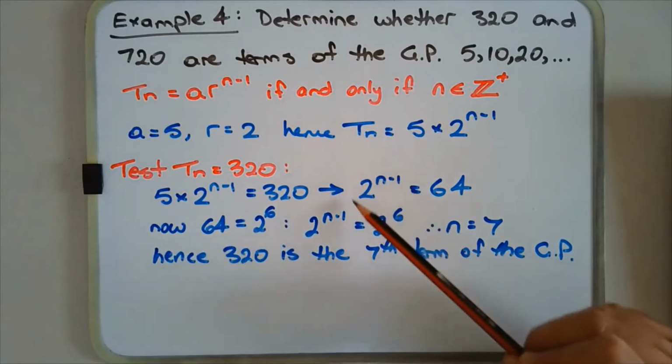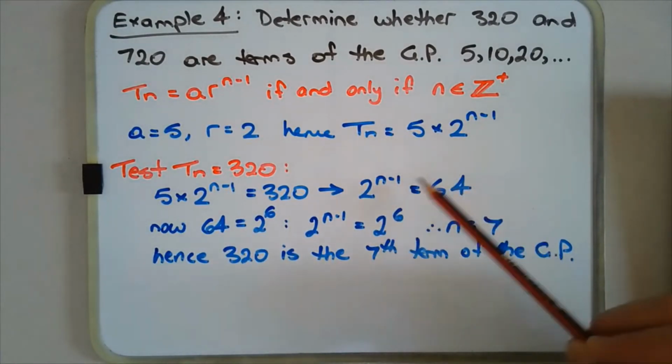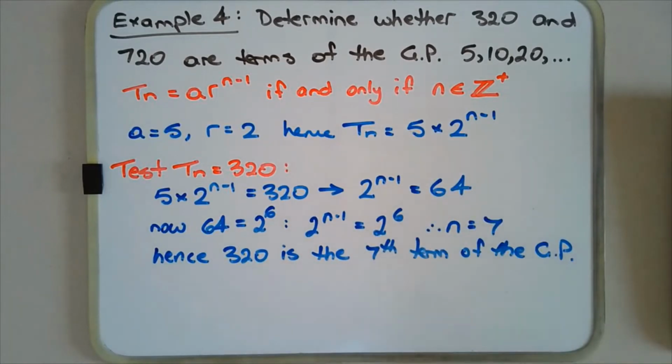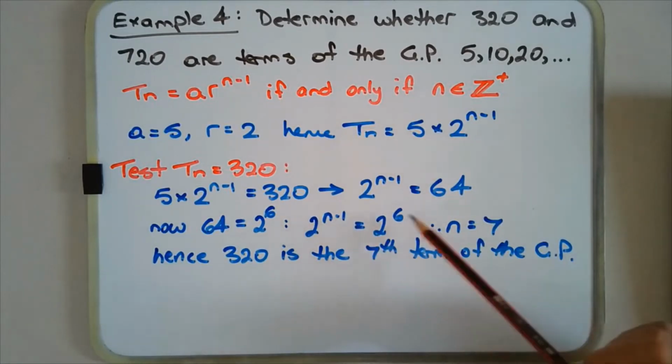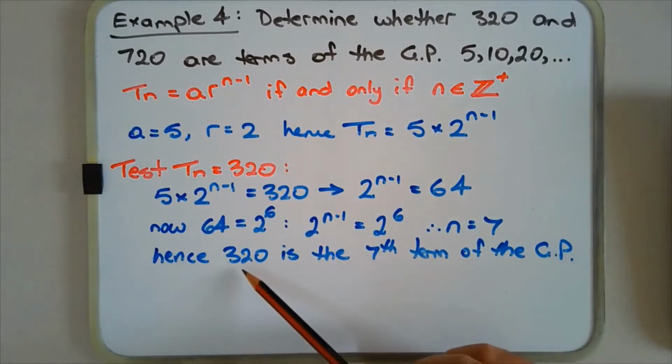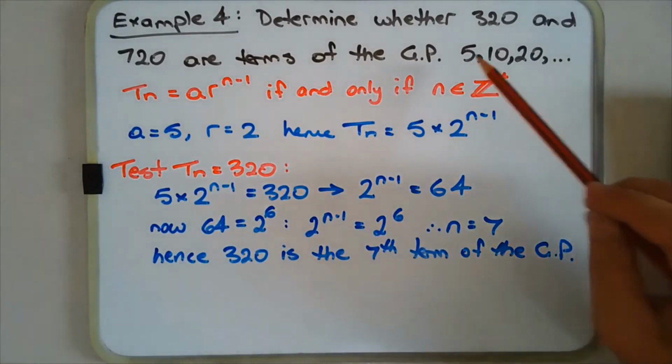And just re-expressing this equation as 2 to the power of n minus 1 equals 2 to the power of 6, and then equating the indices, we can see that n minus 1 equals 6, therefore n equals 7. That's a positive integer. In fact, that corresponds to the 7th term of the GP. So 320 is the 7th term of this particular GP.